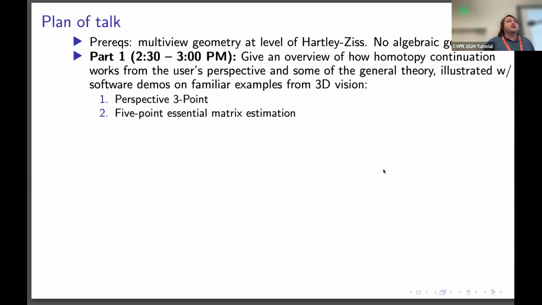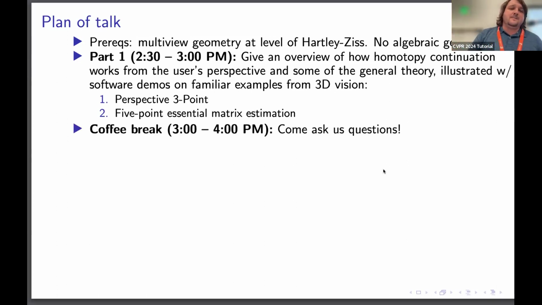So this talk will be broken up into two parts. Part one, before the coffee break, will be 30 minutes. I will give an overview of how homotopy continuation works from the point of view of a user and a very basic, bare bones explanation of the underlying principles. I'll explain this in the context of some geometric vision problems that are hopefully familiar to many of you, namely perspective 3-point and 5-point essential matrix estimation, both of which featured in Ben's introductory talk.